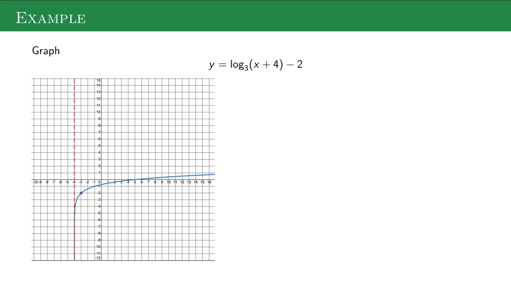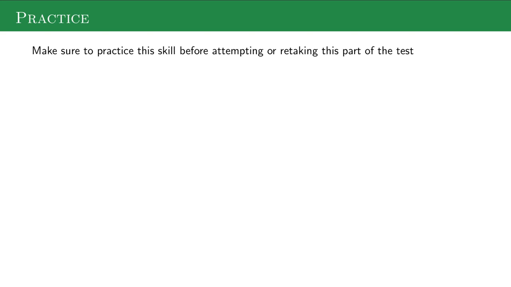The main things I'm looking for, this point should be in the right place because it got shifted left and down. Your asymptote should be in the right place because that got shifted left. And you should have the general shape. All right, so log base 3 is going to look like this. If it was log base 1/3, it would be the opposite direction. Right, but now you can graph logarithms. Just remember your transformations and remember those basic properties of a logarithm graph.